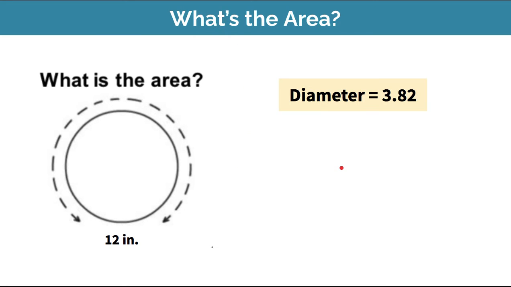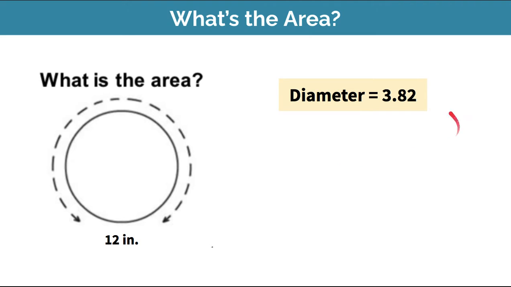Now that we know the diameter, we can figure out some other information so that we can proceed to answer the question, what is the area? Again, with the area formula, we need to know the radius. And the cool thing about the radius is we know it's half the diameter.